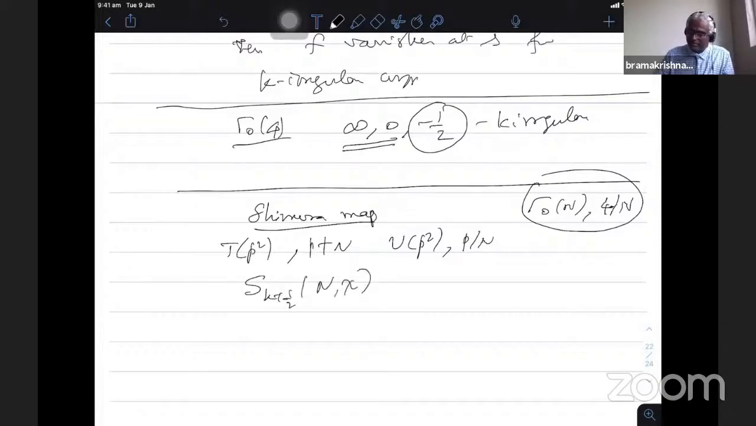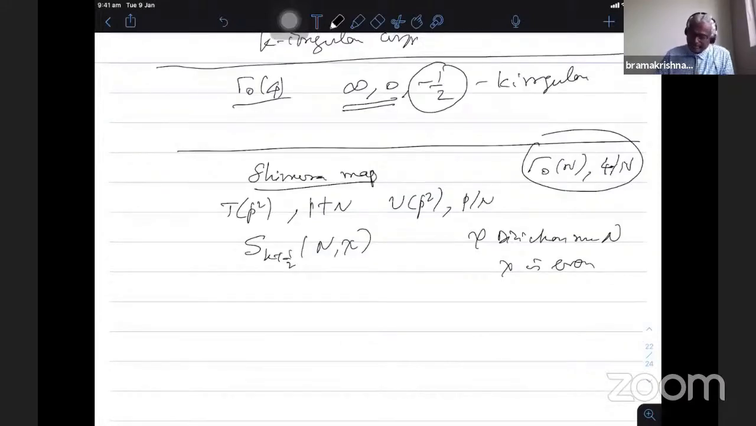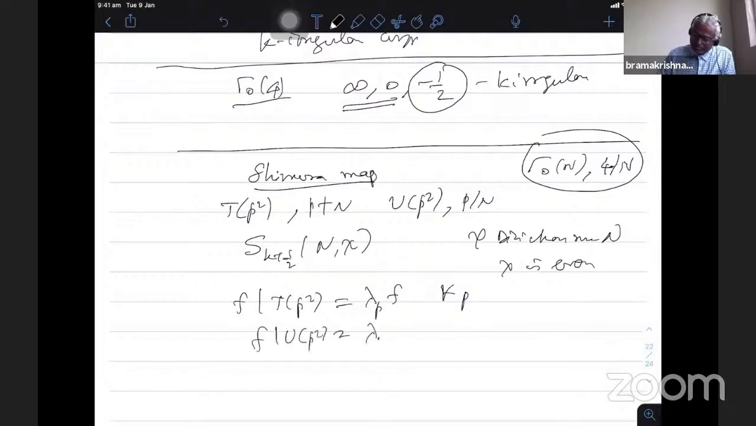So chi is a character modulo n, chi is even. That also we saw. So for half integral weight, we cannot have odd character for the space. Then for any f, T_{p^2} f equals lambda_p f for all p not dividing n, and the U_{p^2} f is lambda_p f for all p dividing n.